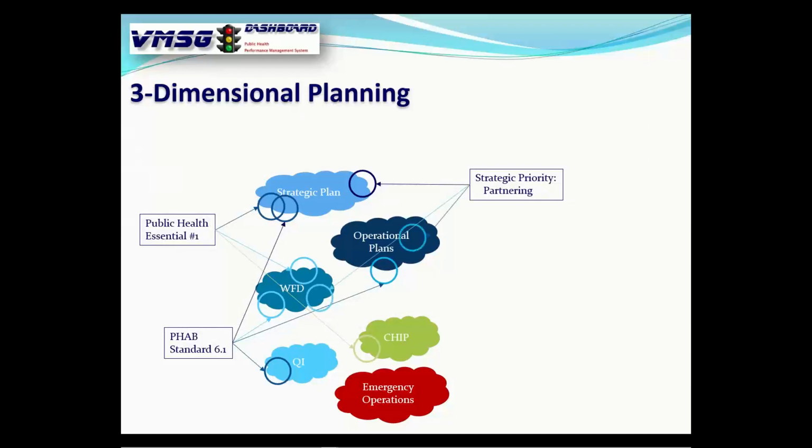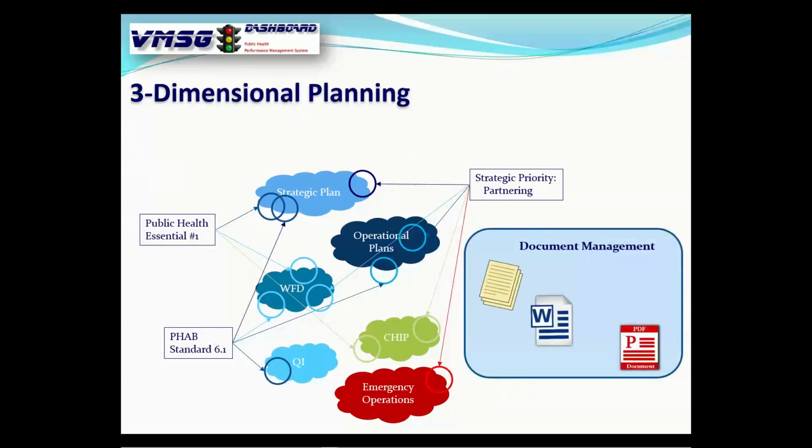Remember, we talked about the strategic priorities on the bottom of the dashboard screen. Well, this is how that's done. You're going to categorize everything in your plans against the strategic priorities, in this case, partnering. So what I'm saying is, what are we doing to support partnering across the whole department? These are all the things that we're doing down there.